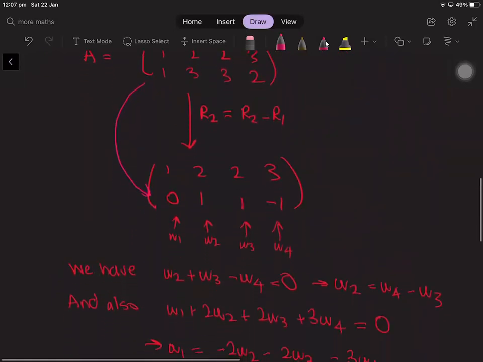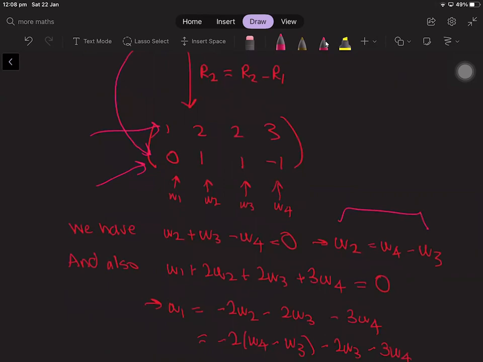So now we have two equations. Using the second row, we have w2 plus w3 minus w4 equals 0. So now we can write w2 as equal to w4 minus w3. We're using back substitution here. And now the first row gives us w1 plus 2w2 plus 2w3 plus 3w4 equals 0. So now we can write w1 in terms of the others. So w1 is equal to negative 2w2 minus 2w3 minus 3w4.